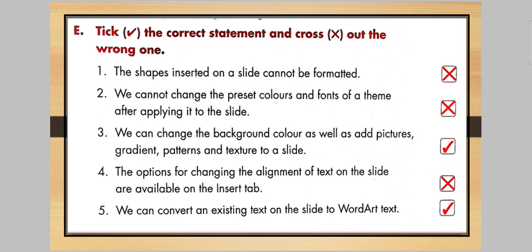Next: we can change the background color as well as add pictures, gradient, pattern, texture in a slide. This statement is true. Next: the options for changing the alignment of the text on a slide are available in the insert tab. This statement is wrong. Next: we can convert existing text on the slide to word art text. This statement is correct. So these are the five true false questions from this chapter.